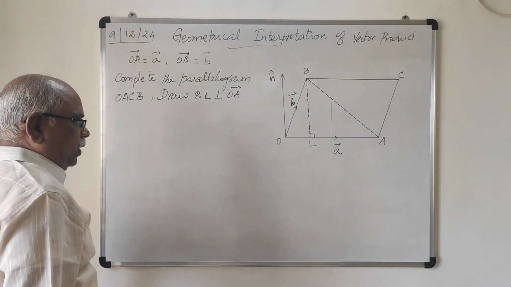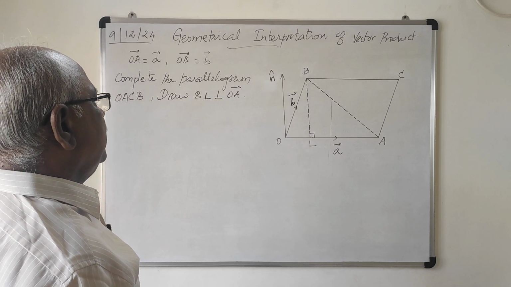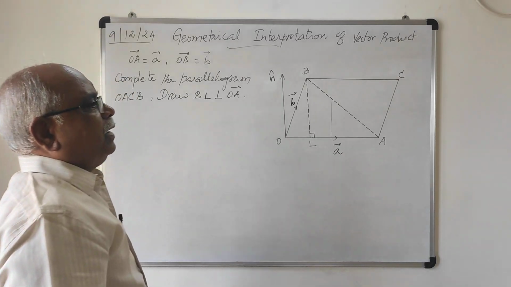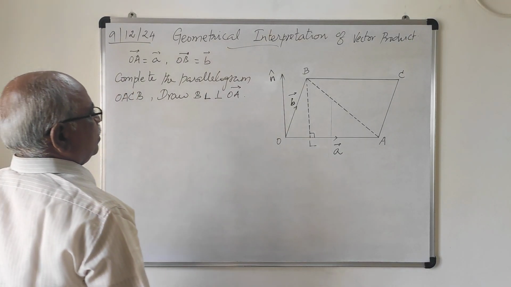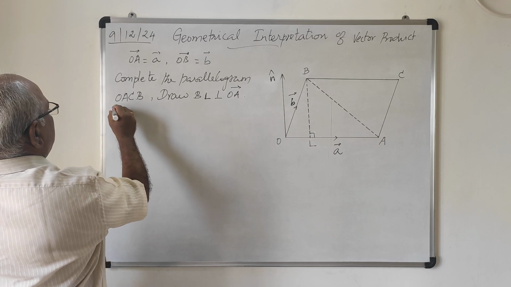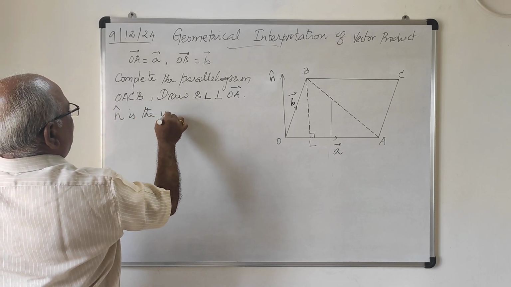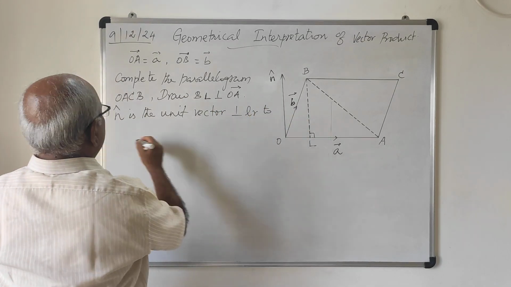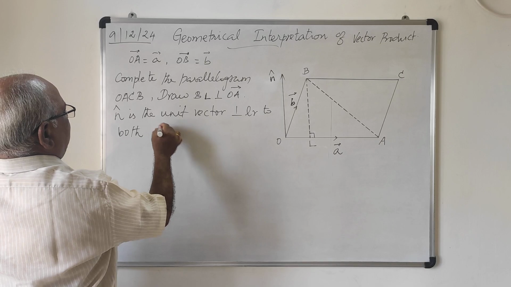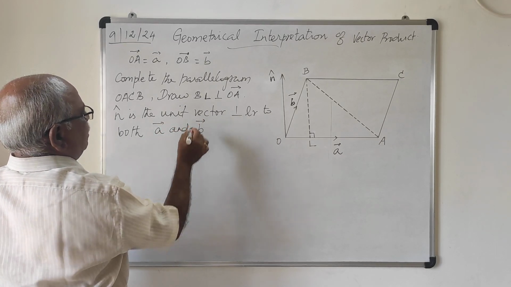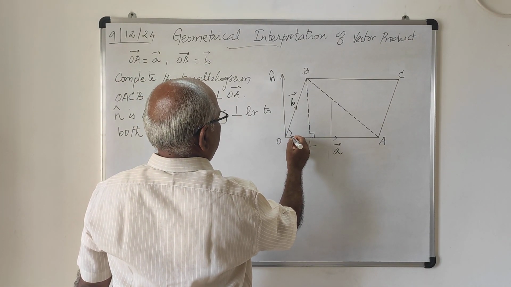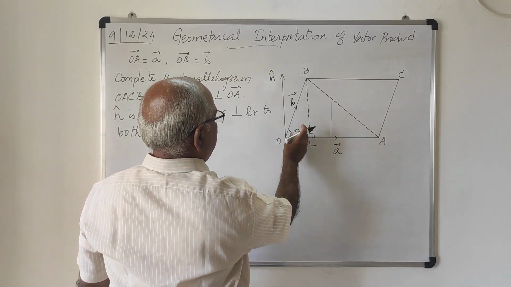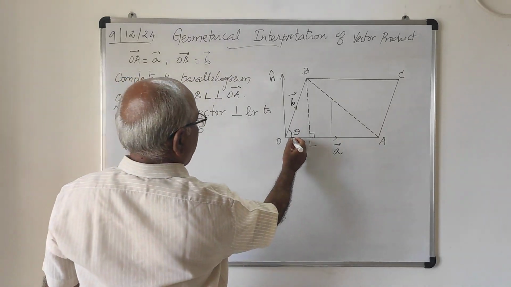BL is perpendicular to OA. And n cap is the unit vector perpendicular to the plane of the parallelogram OACB. N cap is the unit vector perpendicular to both vector A and vector B. And theta is the angle between the vectors A and B, OA and OB.